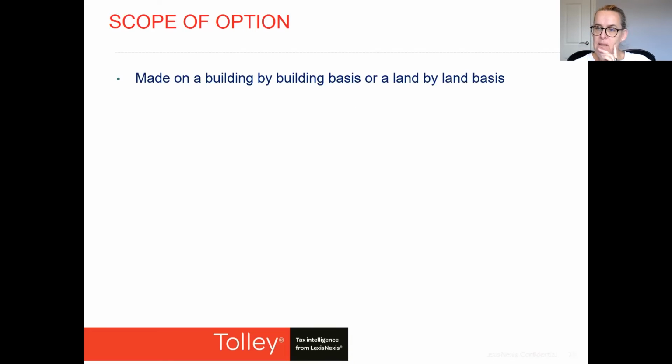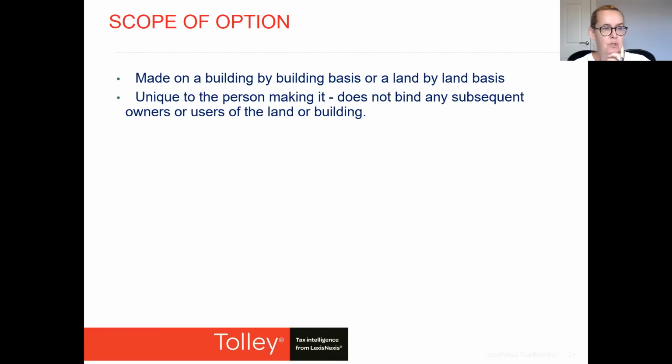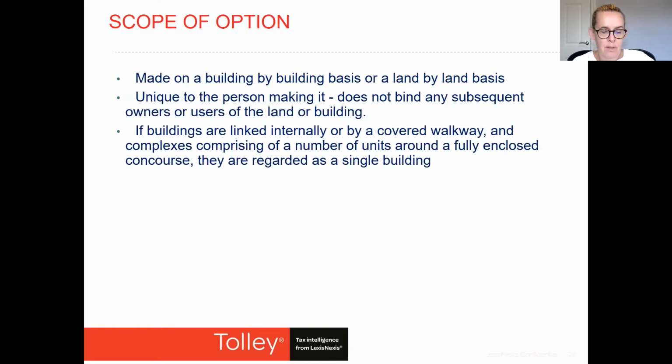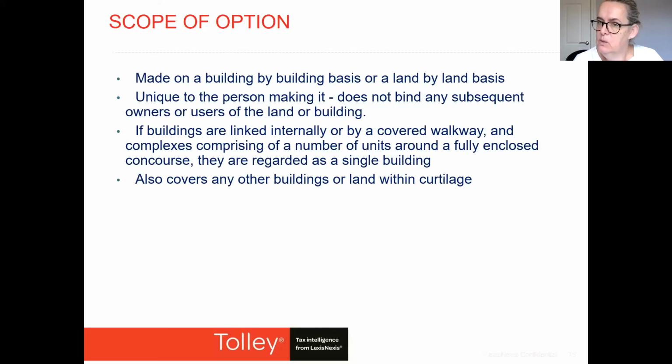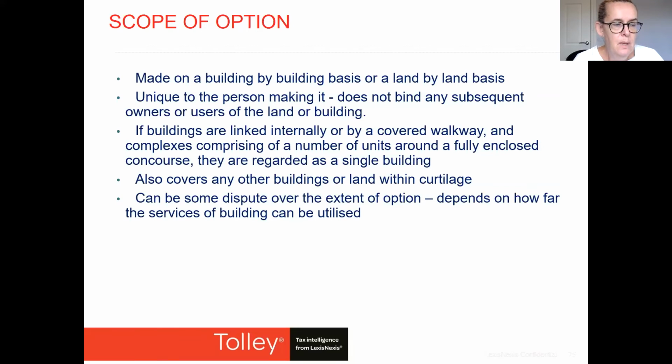Opt to tax is made on a building by building basis. It is unique to the person making the option. It doesn't bind any subsequent owners or users of the land. There are rules about what comprises a single building. So connected buildings can be a single building, and it also does cover buildings within the curtilage. There are always disputes about the extent to which opt to tax operates, and what sort of situations you can apply. And so it is not always a straightforward area.